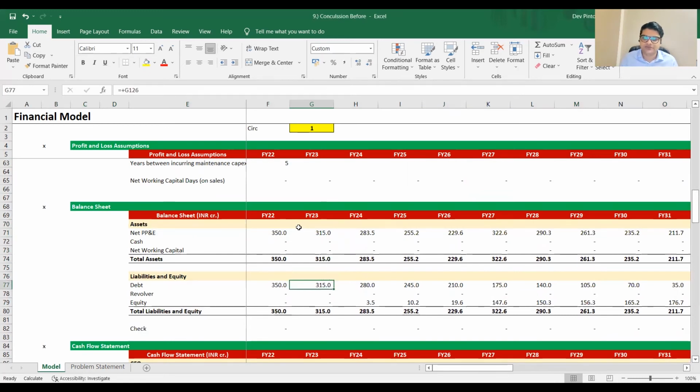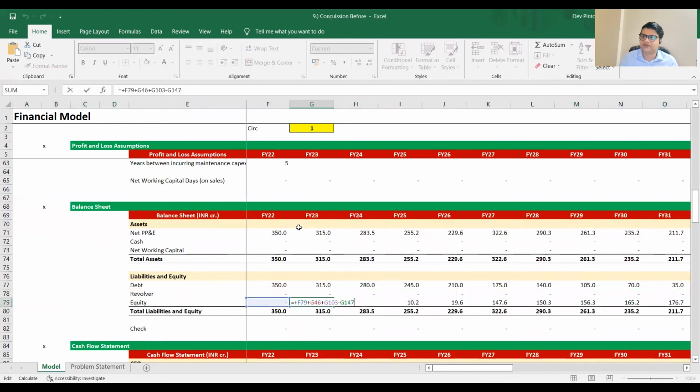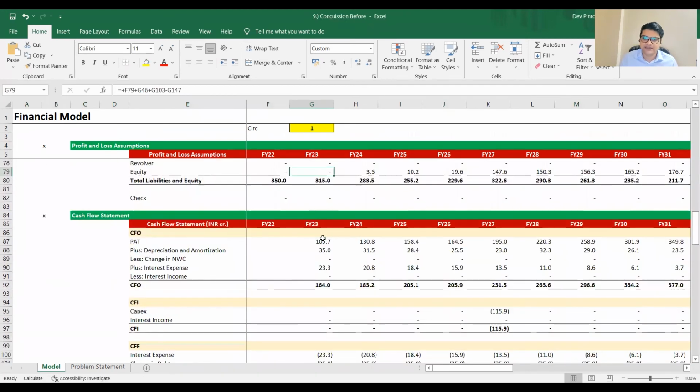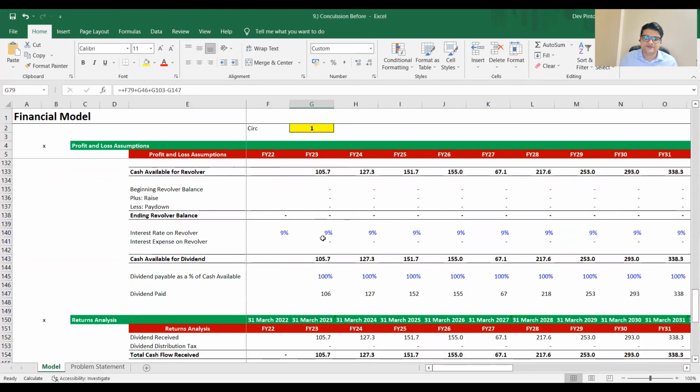On the liabilities and equity side, we started off with a certain amount of debt, which we were paying down in 10 years. Revolver is just there to pull money if at all our company is losing money. If you change the assumption in such a way that the cash balance is turning out to be negative, revolver is just there to hedge that kind of scenario. Equity is equity, right? We all know about that. Cash flow statement was standard. Debt schedule again was standard.